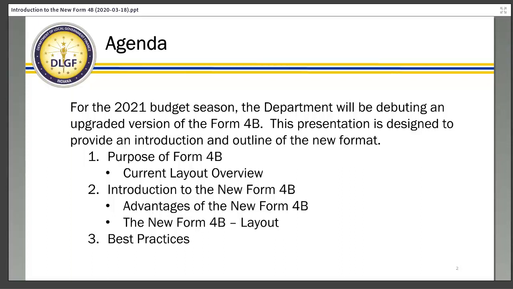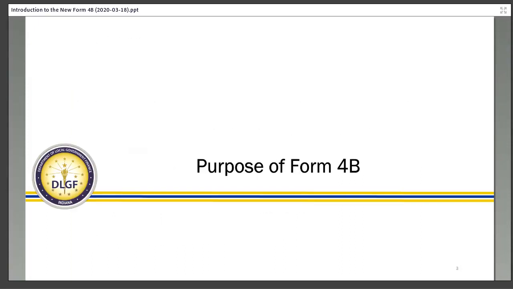Part of the reason why the department is sharing this information so soon, we know that we are still 3 months from the earliest beginnings of the budget season. We are still 9 months away from when you may find yourself in Gateway. But we wanted to make sure that you knew that we were making this change so that we can reduce the number of people who are potentially caught off guard by the changes that we will be rolling out this budget season. And so let's start by discussing the purpose of the Form 4B.